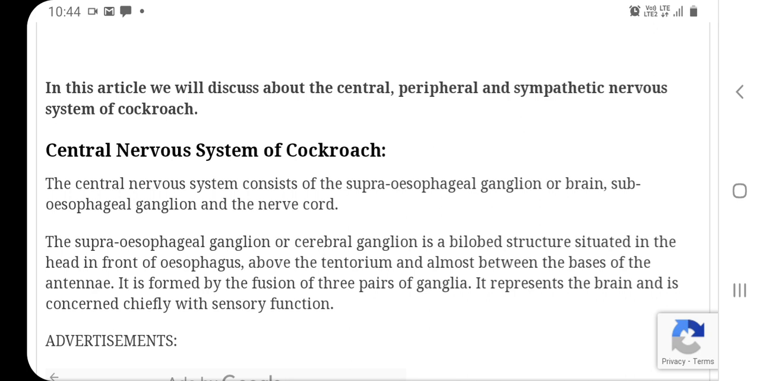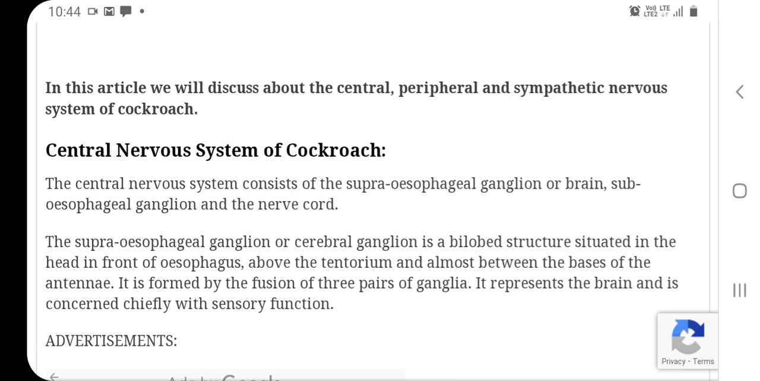Central nervous system comprises of brain, also called as the supraesophageal ganglia. Brain also comprises of subesophageal ganglia. Supraesophageal ganglia is present on or above the esophageal region. Subesophageal ganglia is present below the esophageal region, and these two are joined by circumesophageal connective.